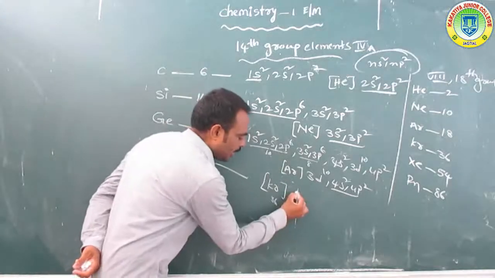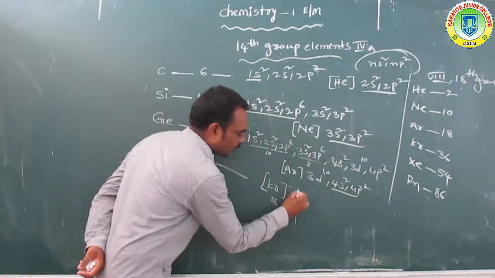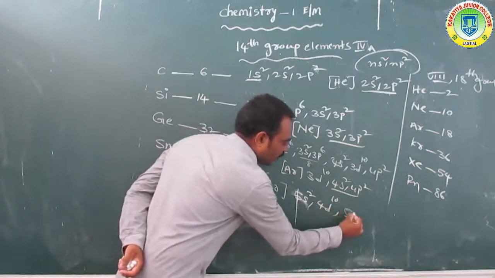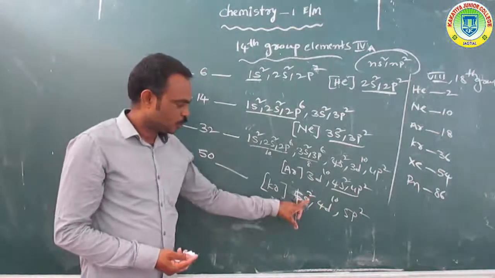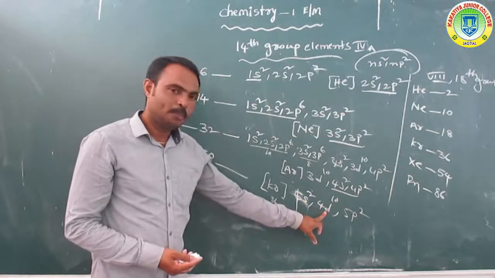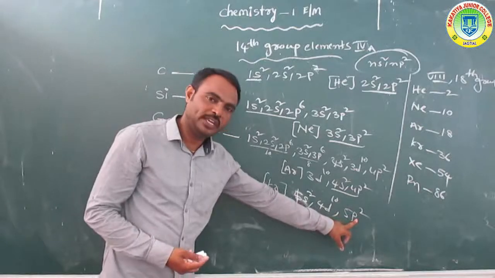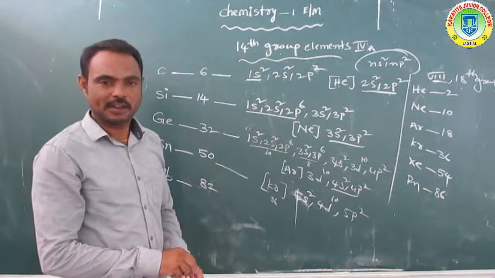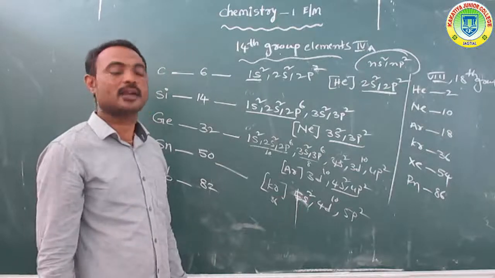Krypton, and next further 4d10, 5s2, 5p2. 36 plus 2, 38, plus 10, 48, plus 2, 50. Overall, 5s2, 5p2 is the outer shell electronic configuration.